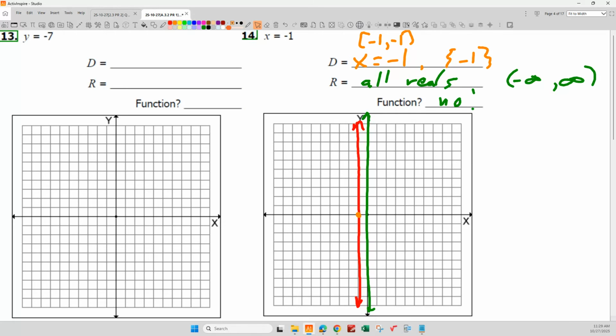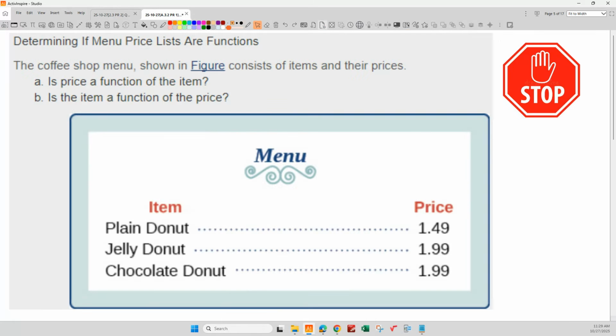All right, so last issue for today. This is kind of a weird example, but it works. Functions, we're used to inputting x values and outputting y values, but you don't have to. We could input items on a menu and output prices. Still, that's a relation. It connects inputs to outputs. So first of all, look at A here. Is price a function of the item? Okay, think what that means. Is price a function of the item?